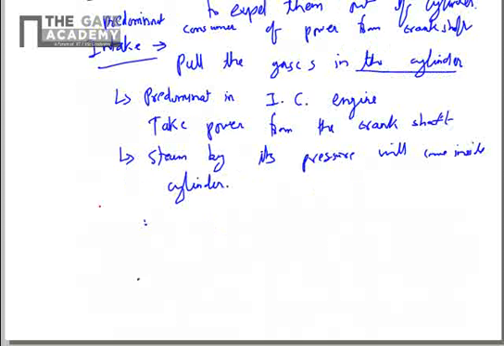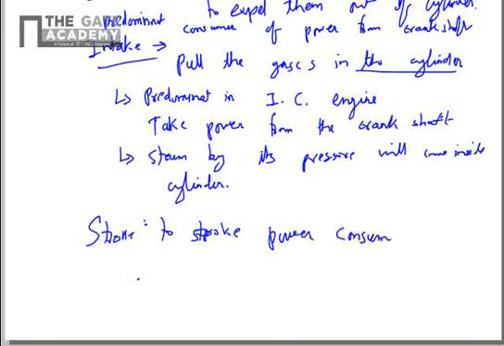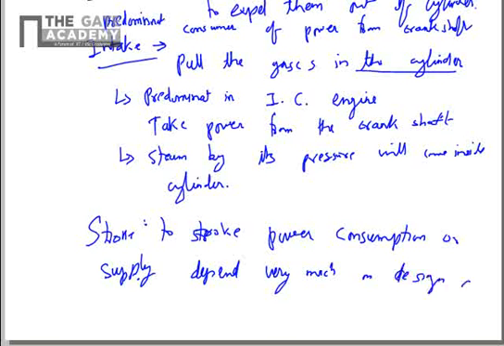So the stroke to stroke power consumption or supply depends very much on the design and operating cycle of the engine. So this is too much of the information that we can consider in the subject of flywheels.